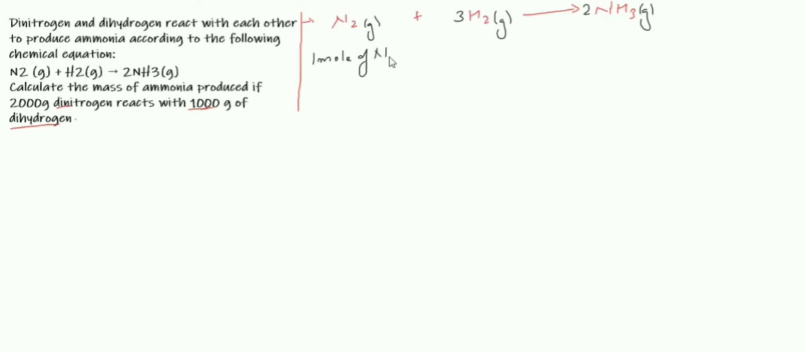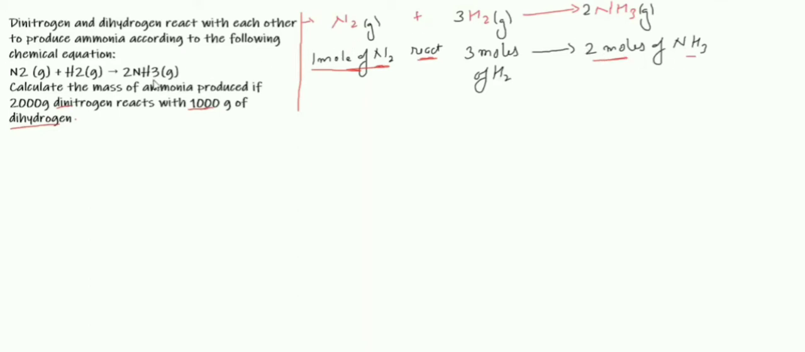From the reaction, what we can say is that 1 mole of N2 reacts with 3 moles of H2 to give us 2 moles of NH3. So this is the information that we are getting from the equation. That is, 1 mole of nitrogen reacts with 3 moles of hydrogen to give us 2 moles of NH3, ammonia.